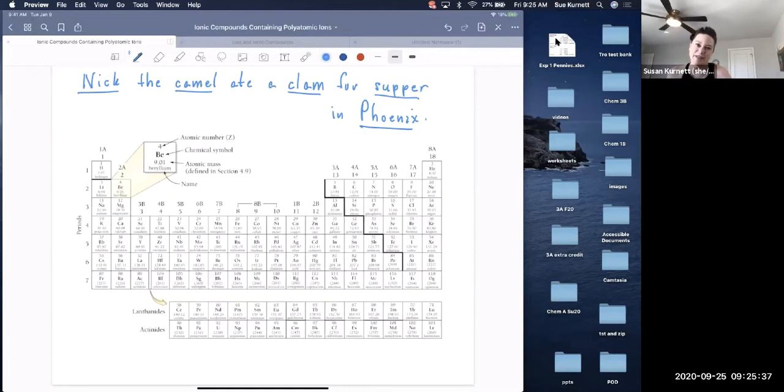And each noun stands for one of the polyatomics. And every consonant is an oxygen. And every vowel is an extra electron. And so Nick stands for nitrate. There are 1, 2, 3 consonants, 3 oxygens. There's 1 vowel, 1 extra electron. That's why it has a -1 charge.